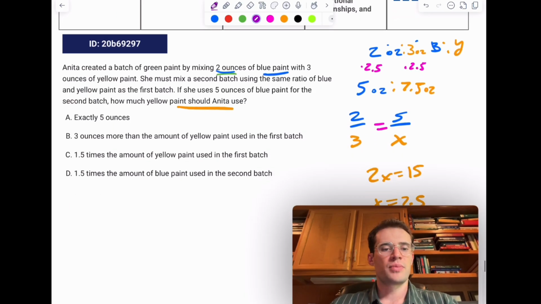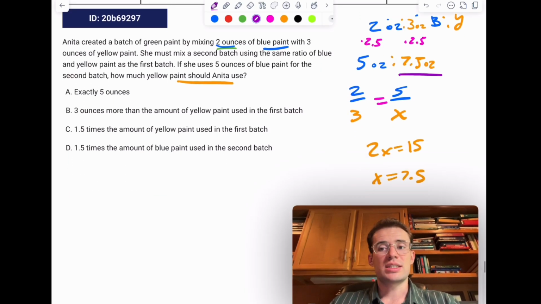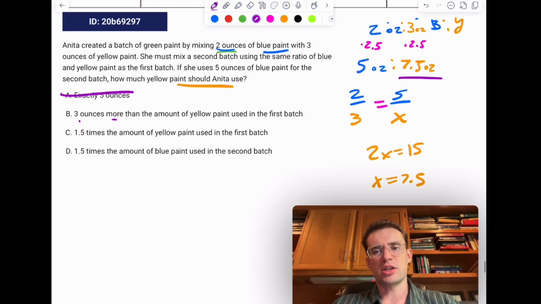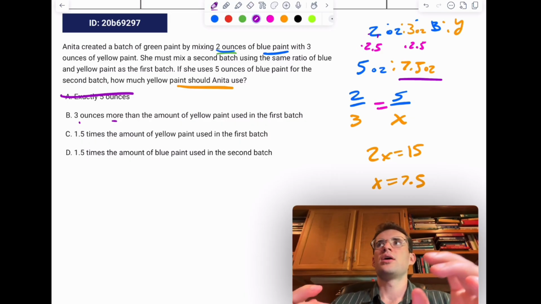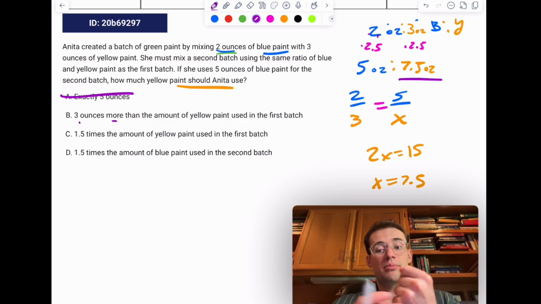But okay, let's see what they have. So exactly 5 ounces? No, we want 7.5 ounces. It's definitely not that. 3 ounces more than the amount of yellow paint used in the first batch? No, they're saying you added 3 to 2 to get 5, so you have to add 3 to this. No, that would be like you're not keeping the same proportion.